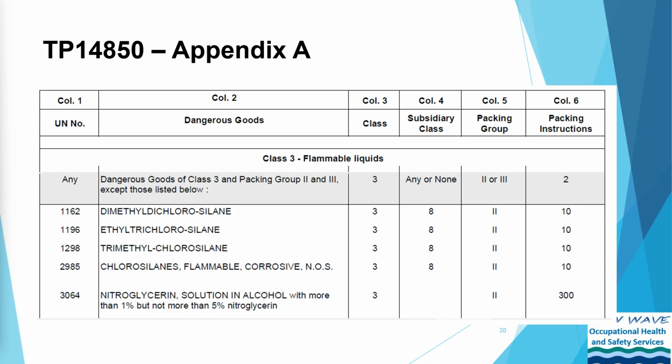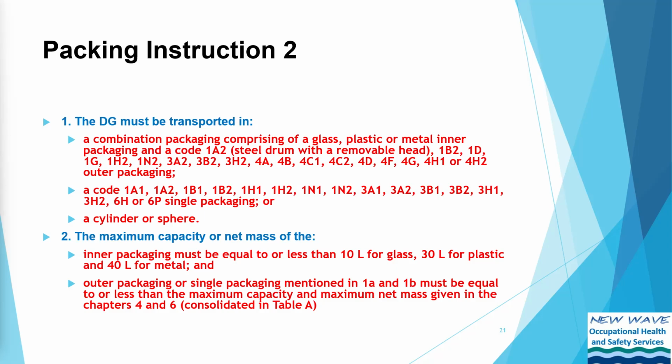And what does this table tell us? It says in the far right-hand column that we must follow Packing Instruction 2. So off to Packing Instruction 2, which is found in Part B of the same appendix we just used. And this is what Packing Instruction 2 says. The dangerous goods must be transported in a combination packaging comprising a glass, plastic, or metal inner packaging and an outer packaging, which is one of those listed codes, a single packaging, which is one of the listed codes, or cylinder or sphere.